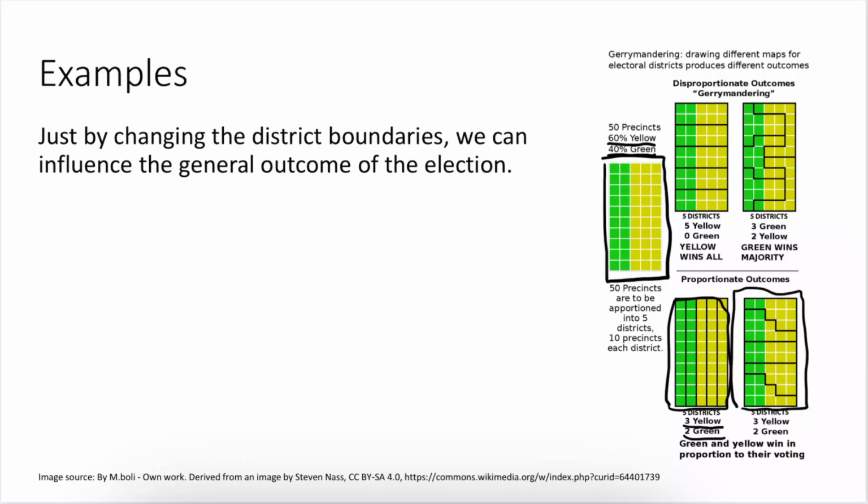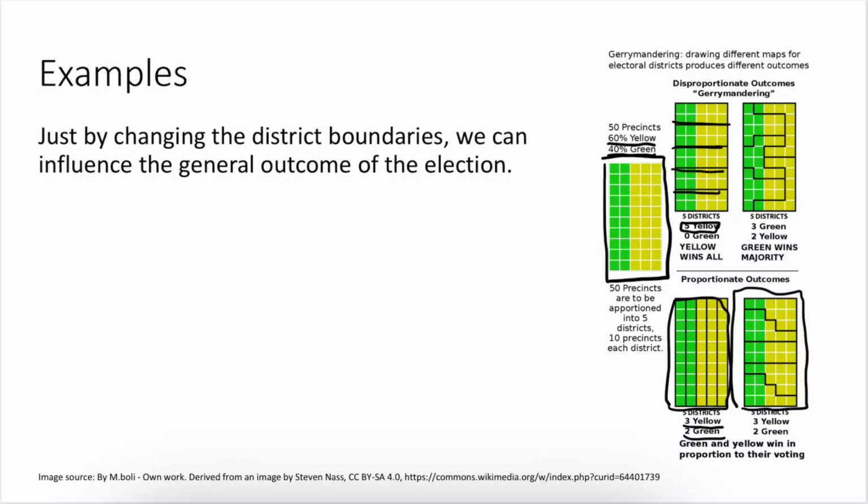However, a disproportionate outcome is what gerrymandering is, when you manipulate the borders in a way that skews the result one way or the other. So, for example, you could split them up like this. And because each of the districts has 6 yellow boxes to 4 green boxes, that means that all 5 districts would win with the yellow.